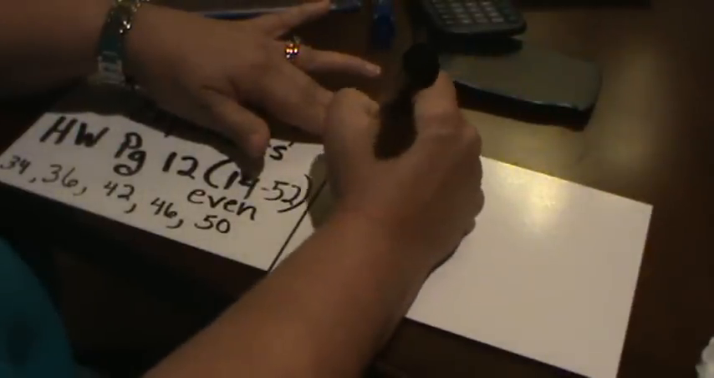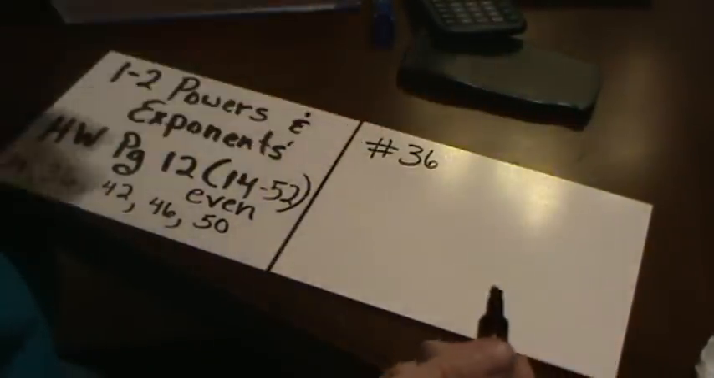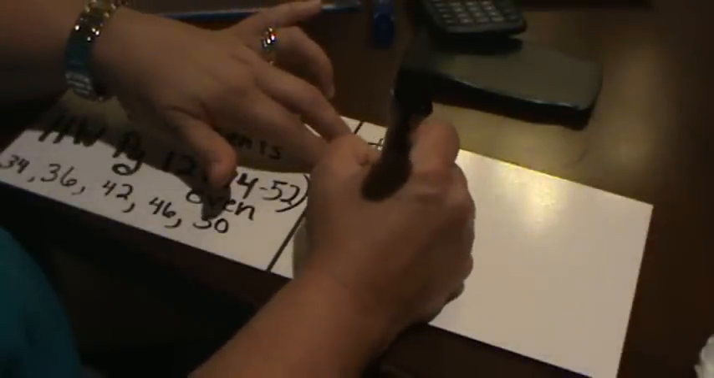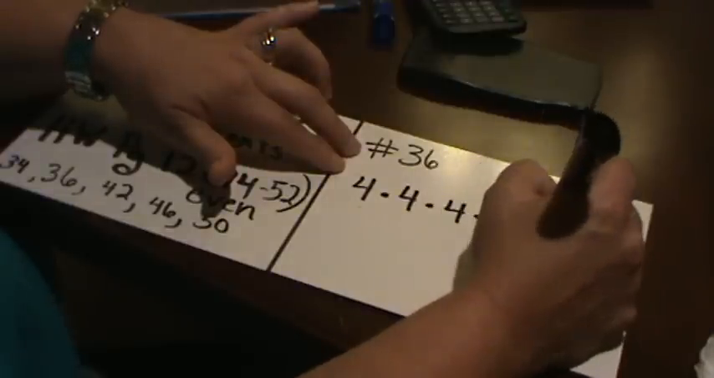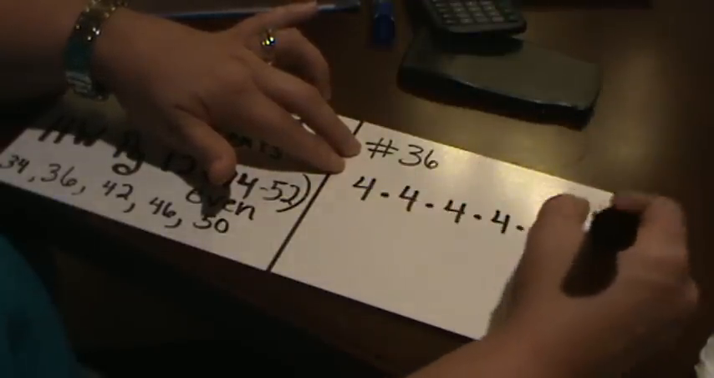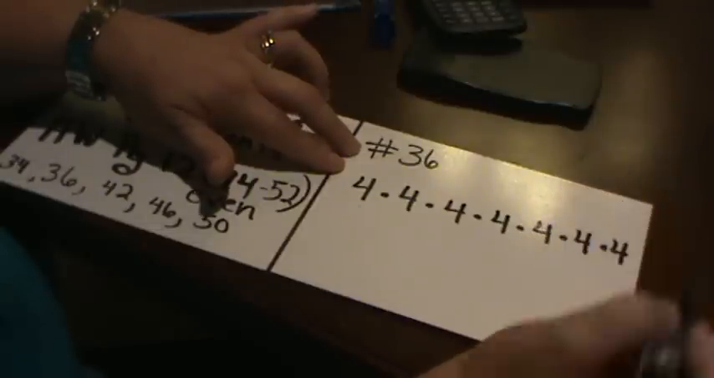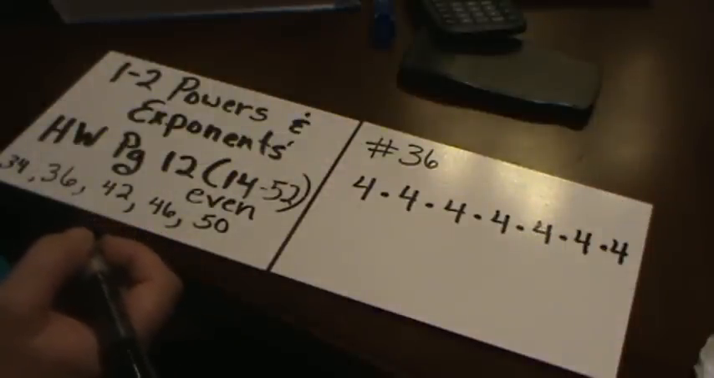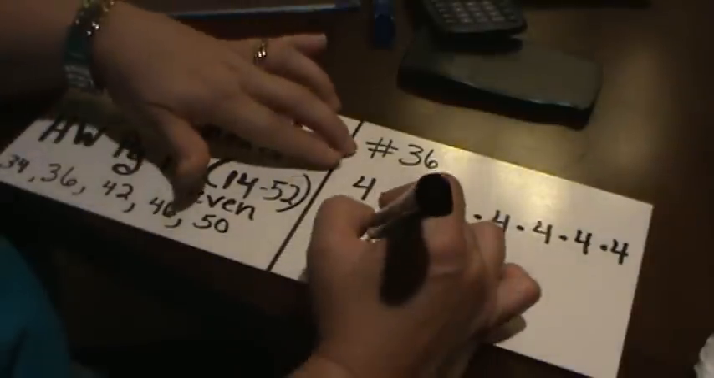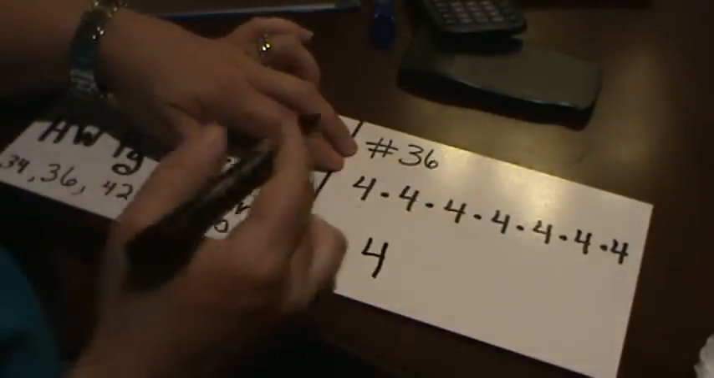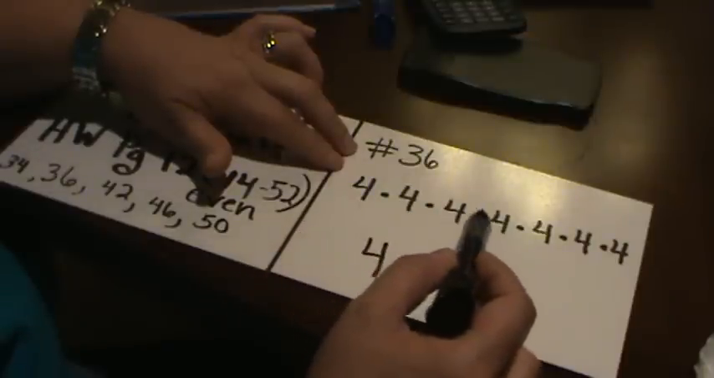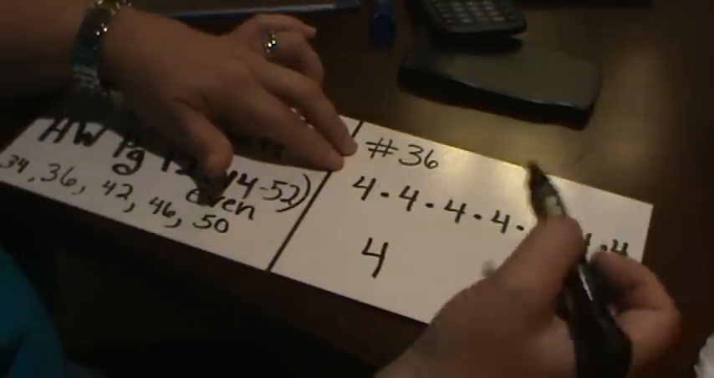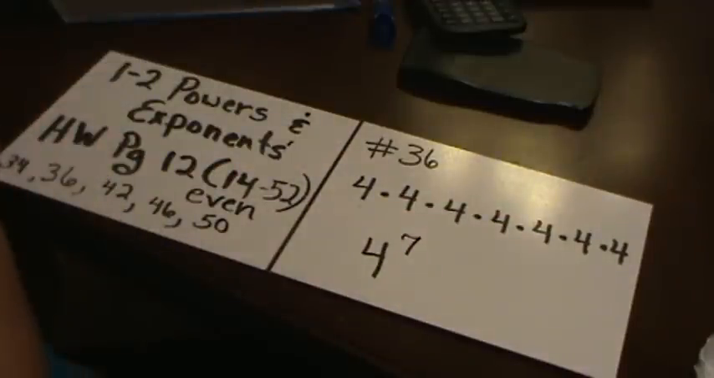Now let's look at number 36. That's what's in the textbook. So my base would be a 4, and then I would count how many times 4 is multiplied by. 1, 2, 3, 4, 5, 6, 7, and my exponent would be a 7.